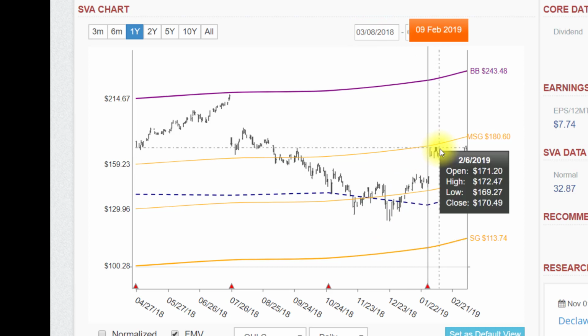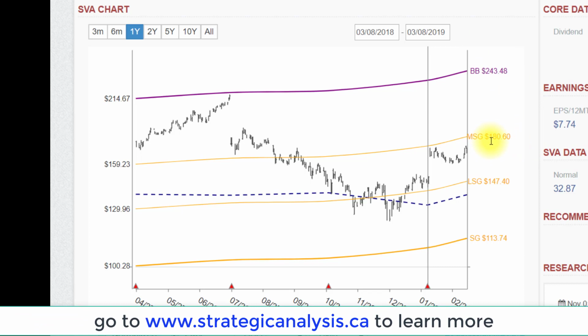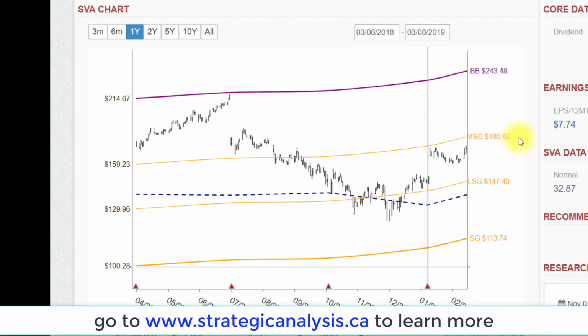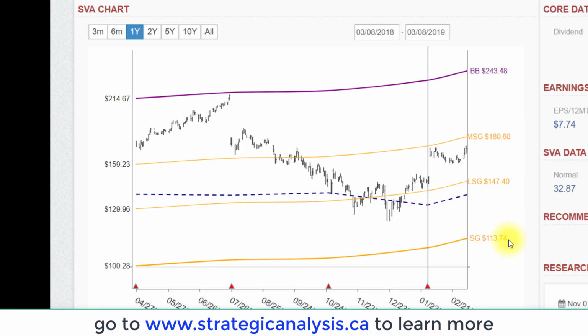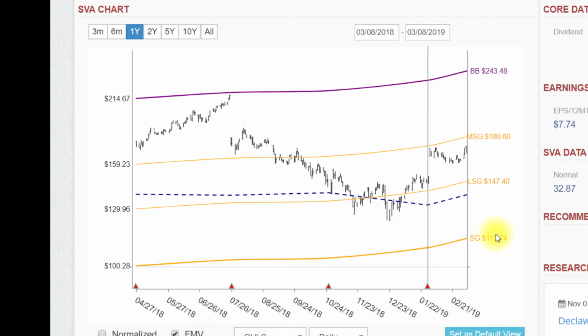However, notice, despite the fact that the stock market itself has gone on from new high to new high, Facebook has pretty much stalled out right at that MSG price. And I think that may well be it. I'm still thinking that eventually this company is going to get down as low as 3.5 times book value, its super growth price, and give us a superb long-term buy.